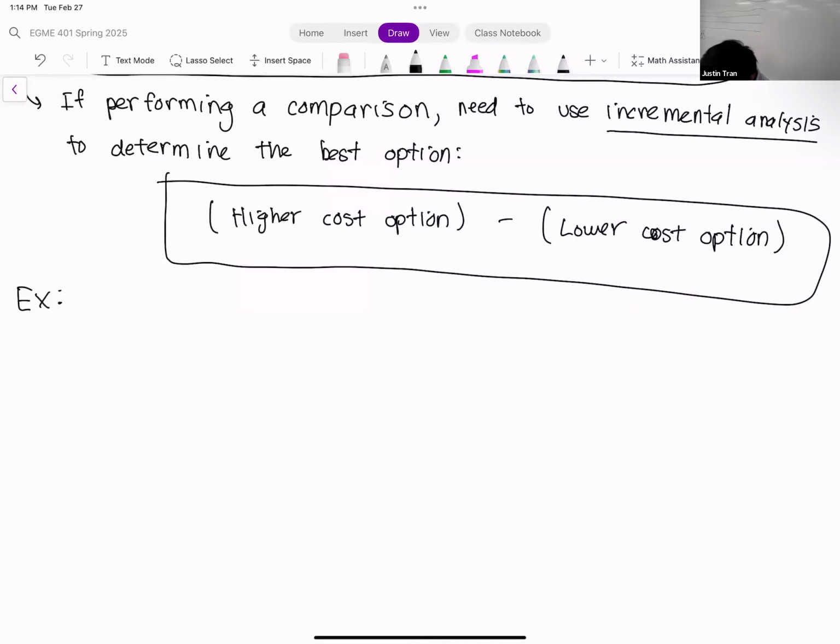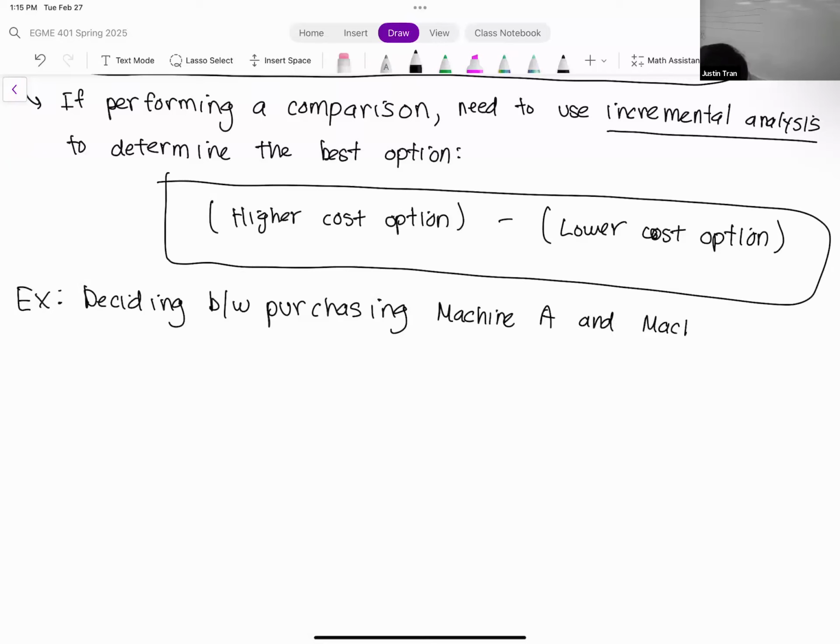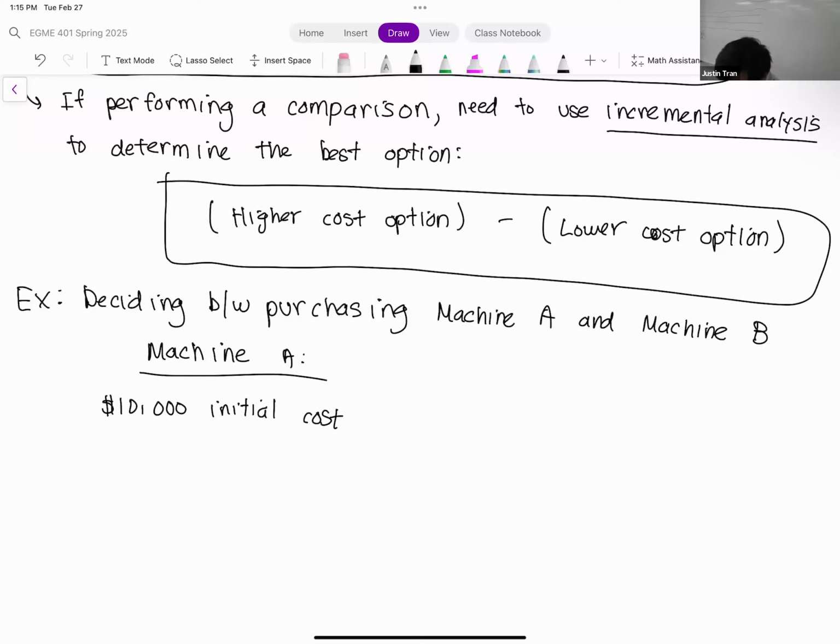Okay. So in this example here, we are deciding between two machines to buy. So let's list out the cash flows for each of these options. Okay. So for machine A, we have an initial cost of $10,000. Okay. And we have a revenue of $3,000 per year.